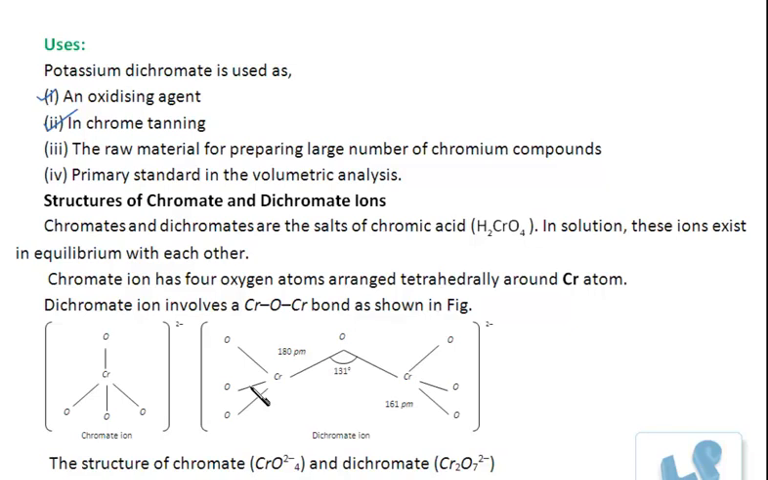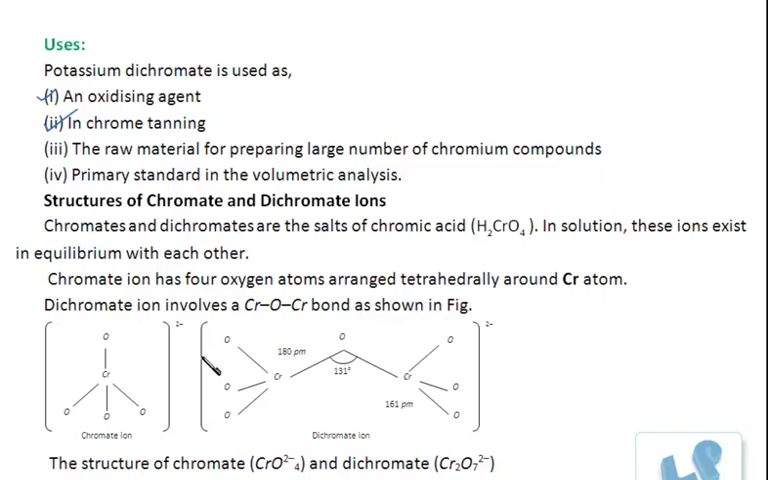It oxidizes ferrous to ferric, sulfides to sulfates, arsenites to arsenates, halides to halogens, iodides to iodine, hydrogen sulfide and sulfides to sulfur. So this is how the reactions of potassium dichromate are. And remember, in your exams, you're asked to write the balanced equation for any of the oxidation reactions carried out by potassium dichromate. So these are the reactions, students.